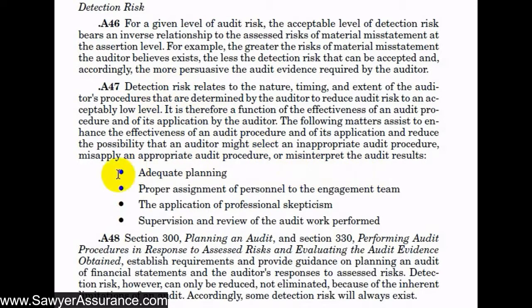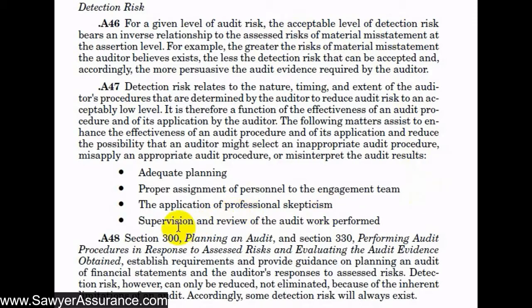And some of the key tasks in the audit that help us do that are doing adequate planning to understand where our risks are, doing proper assignment of personnel to the engagement team, so making sure that the people are educated and experienced with the areas that they're working in, the application of professional skepticism, so we make sure that we're always keeping an eye to areas that might be susceptible to misstatement, and also proper supervision or review of the audit work performed. So in that way, someone who's more experienced is overlooking the work done to make sure that we reduce this detection risk level appropriately in light of the level of risk of material misstatement that we have, particular assertions and account balances and such.